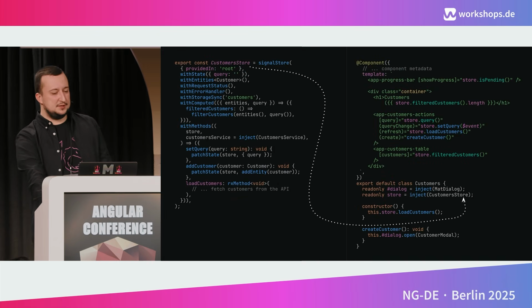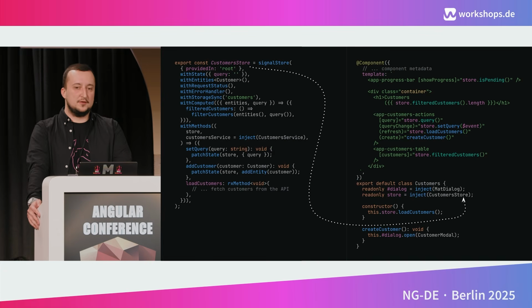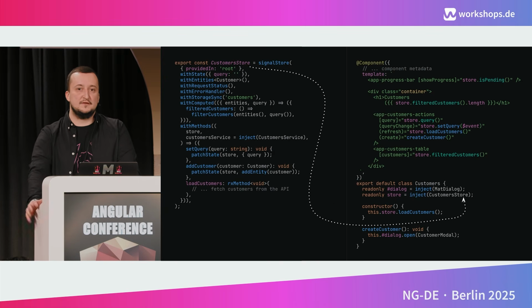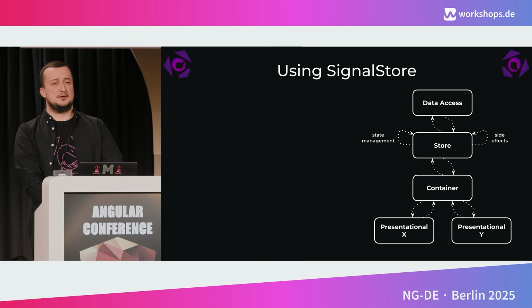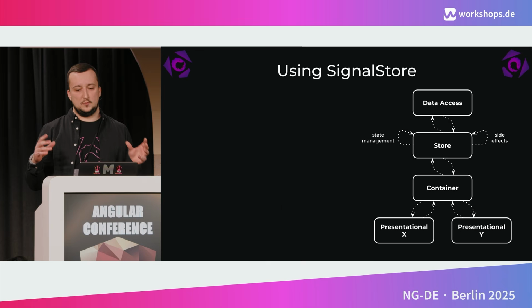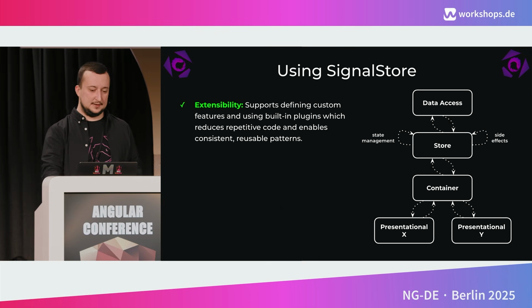When it comes to usage inside of the customer's component, I don't have to change any single line of code. So everything remains the same. I can inject the customer store as any other service and use it inside of a component. Now, from the architectural perspective, nothing changed, right? We still have our view layer with container and presentational components. We have a store layer and data access layer.